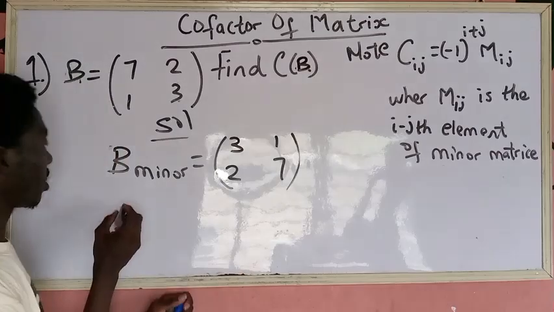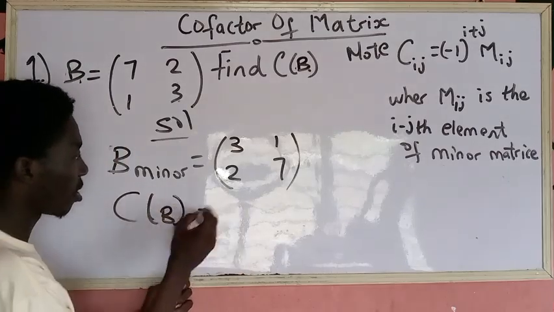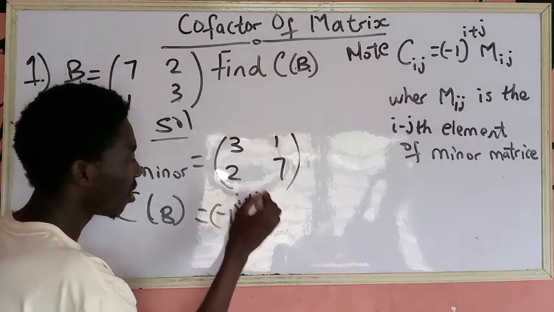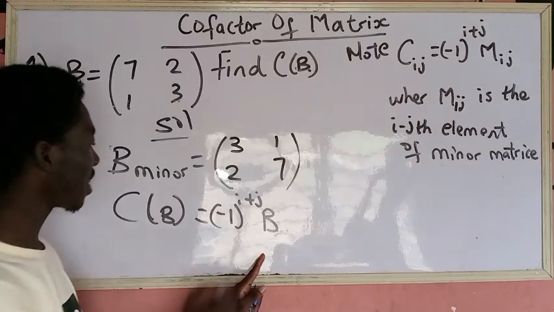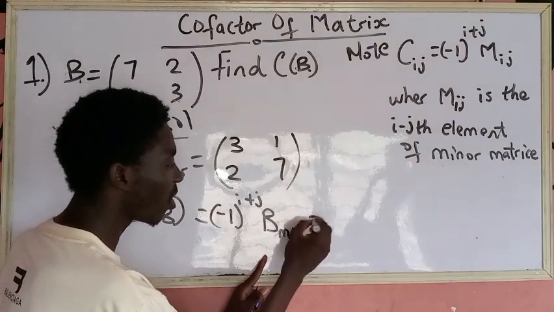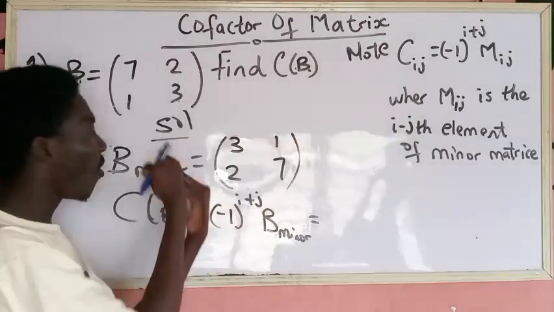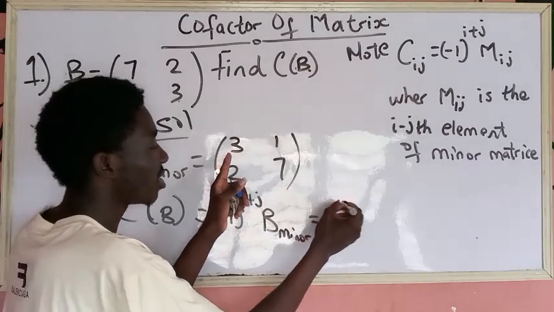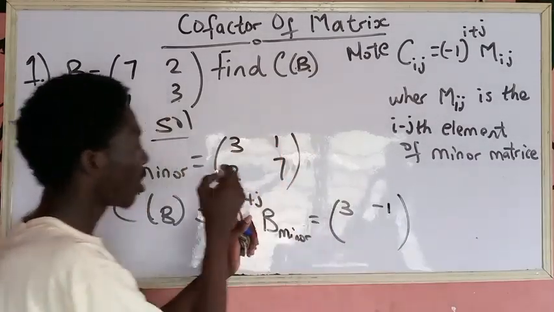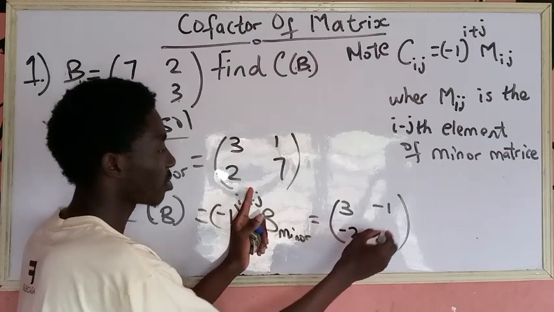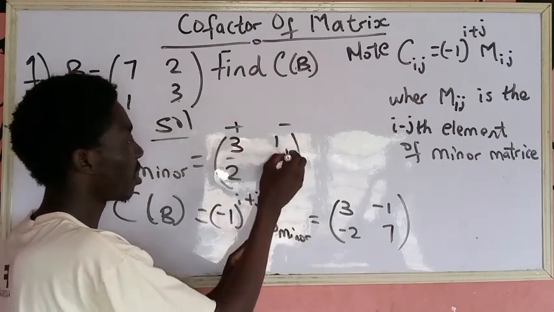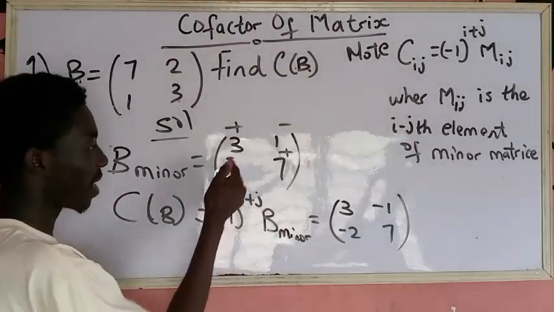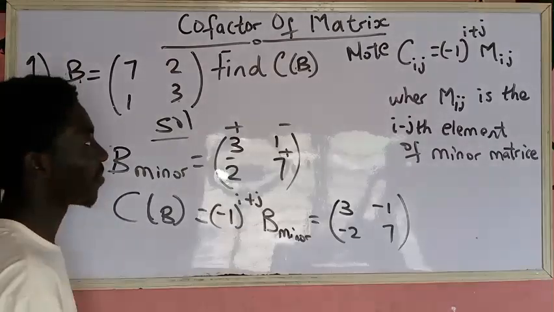The cofactor of B will be minus 1 raised to power i plus j of the minor of matrix B. Can you see that? That's what you put as the cofactor of B. Now that will be equal to, start with the plus: plus times 3 is 3. Then minus 1, minus 2 and 7, following plus, minus, minus and plus. Minus times 2 is minus 2, and minus 7 is 7.